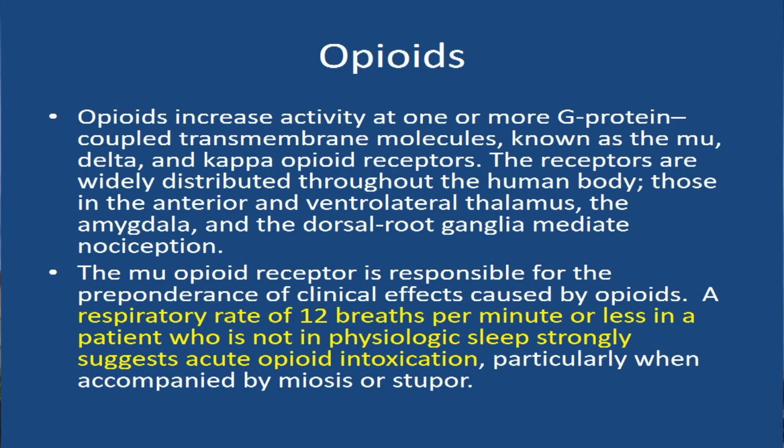A respiratory rate of 12 breaths per minute or less in a patient who is not in physiologic sleep strongly suggests acute opioid intoxication, particularly when accompanied by miosis and stupor. So when you look at the cognitive central nervous system activity level, if the patient is kind of in a stupor and has constriction of the eyes, then you have a patient who has a decreased number of breaths, and it's important maybe to think at this point about getting some opioid reversal agent ready to reverse this miosis and stupor, because these patients, you want them to go home.